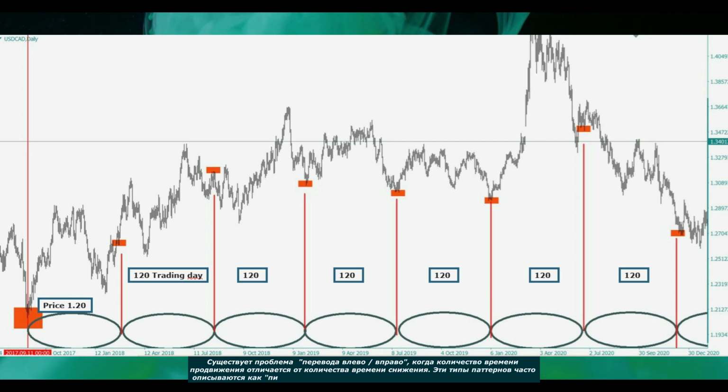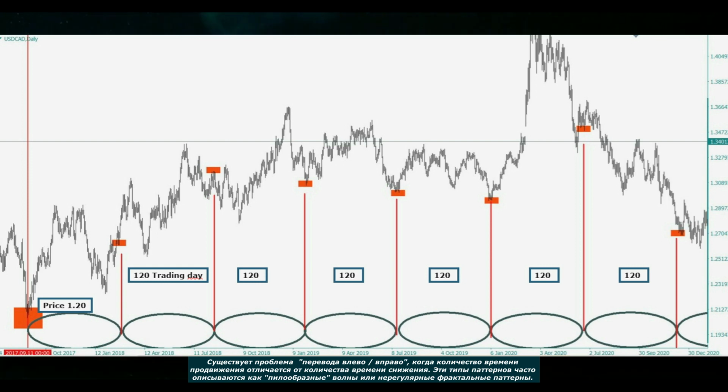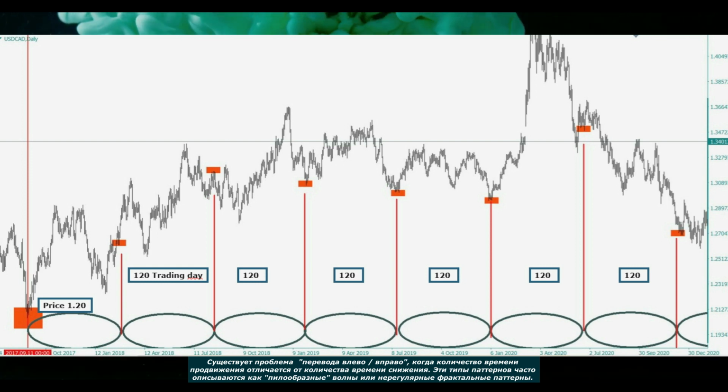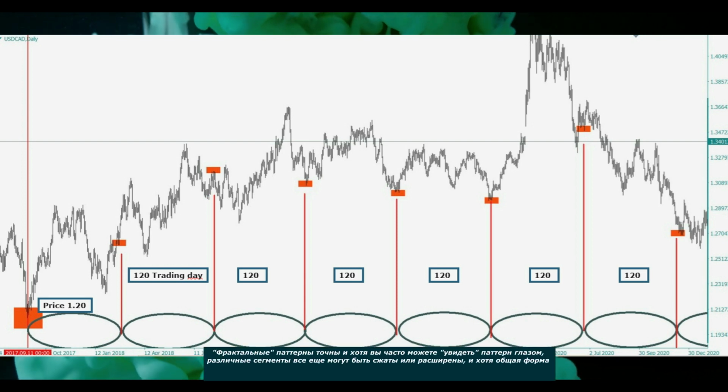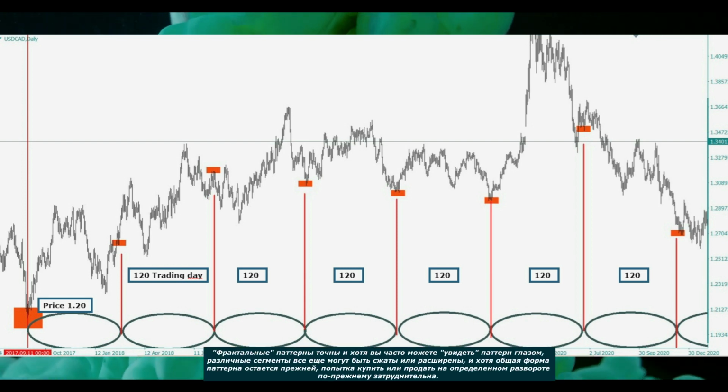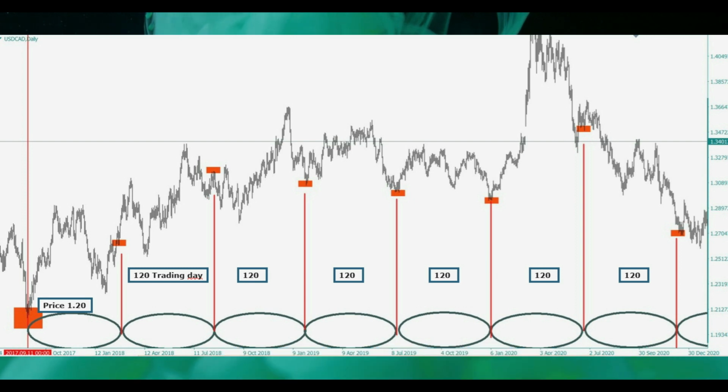There is a problem of transfer to the left and right when the amount of time of advance differs from the amount of time of decline. These types of patterns are often described as sawtooth waves or irregular fractal patterns. Fractal patterns are accurate, and although you can often see the pattern with your eye, different segments can still be compressed or expanded, and although the general shape of the pattern remains the same, trying to buy or sell at a certain reversal is still difficult.